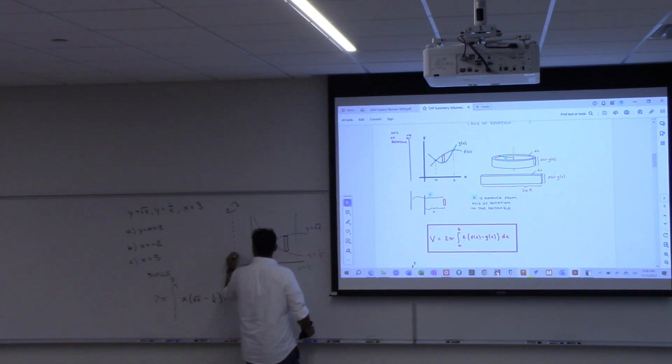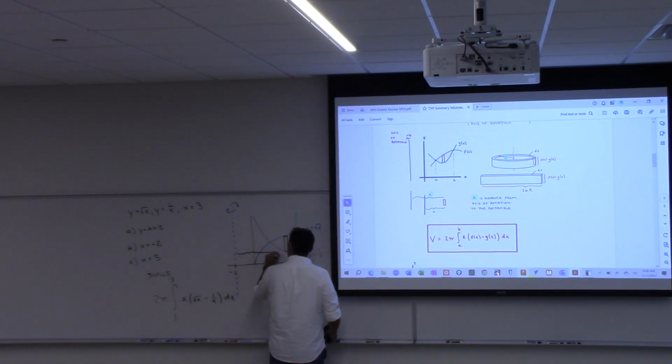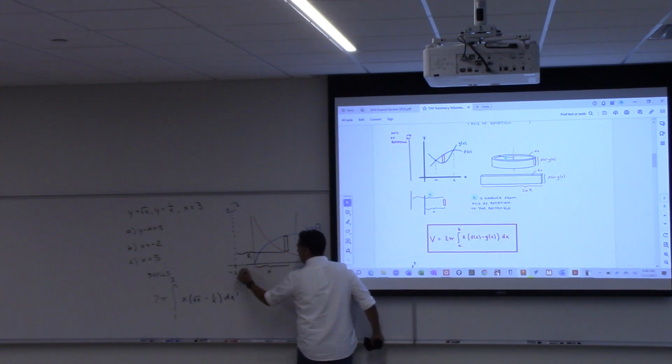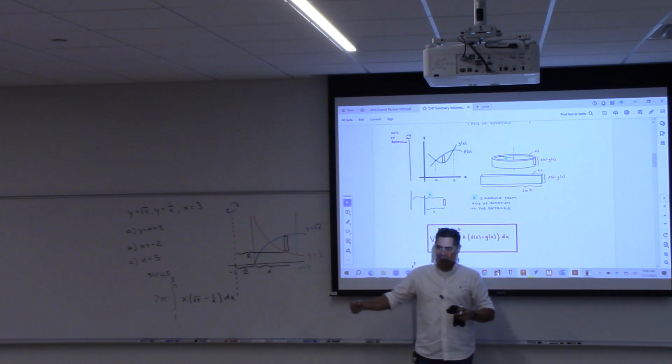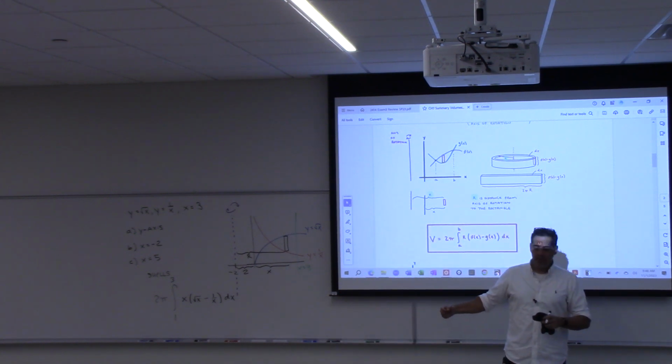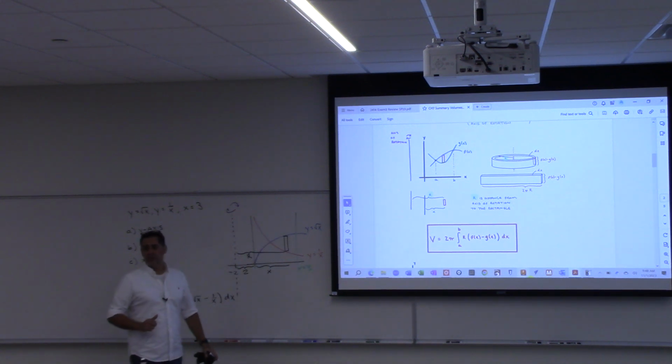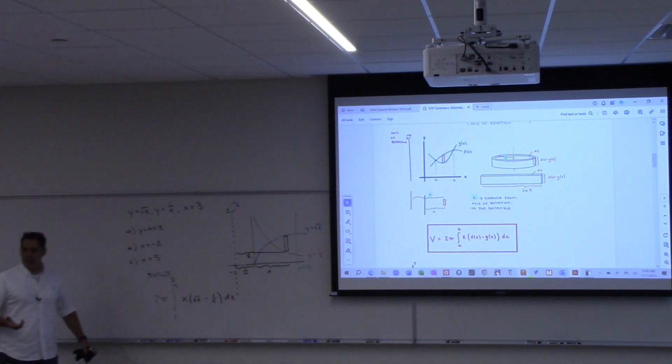So r is the distance from the axis of rotation all the way to my rectangle, right? What I know, though, is that from the y-axis to the rectangle is what? X. And from here to here is 2. And we look at it like a distance, right? So r is x plus 2. That's what capital R is. It's x plus 2.